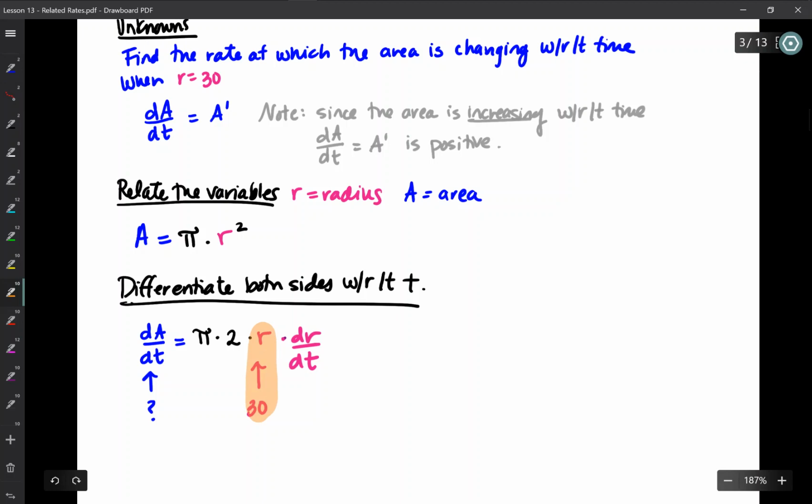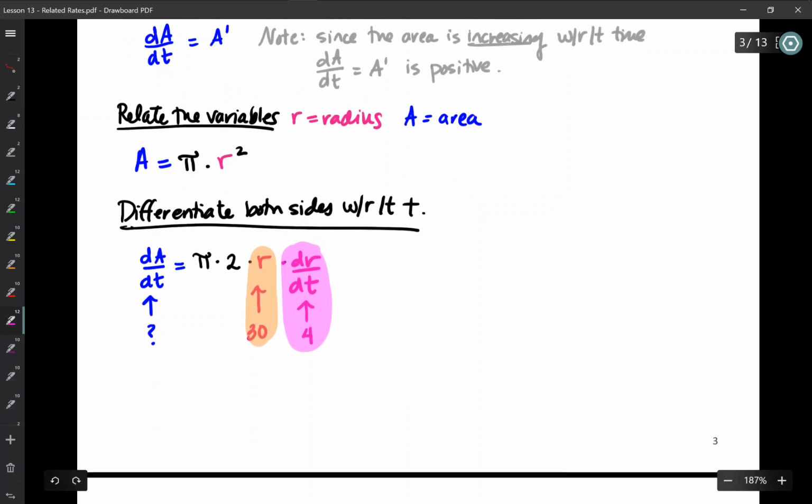They gave me dr/dt, or r prime, as positive 4 feet per second. The radius is increasing at a constant rate of 4 feet per second. Go ahead and plug that in. Okay, and now we'll just do this algebra.